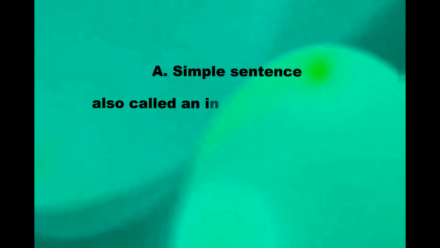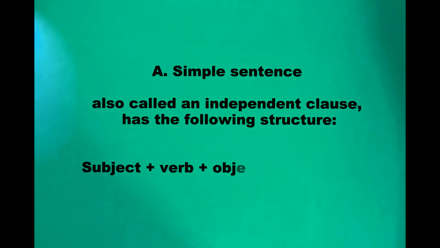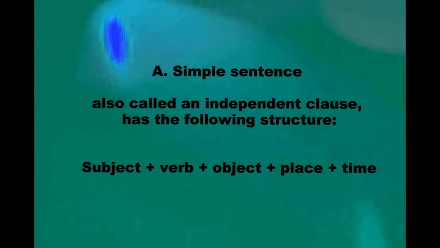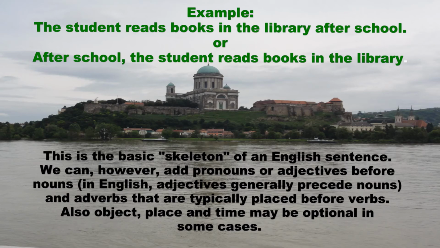A simple sentence, also called an independent clause, has the following structure: subject, verb, object, place, and time. For example, the student reads books in the library after school. The subject is the student, reads is the verb, books is the object, in the library is the place, and after school is time. We can, however, put the time after school at the beginning of the sentence. So, after school, the student reads books in the library. This is the basic skeleton of an English sentence.